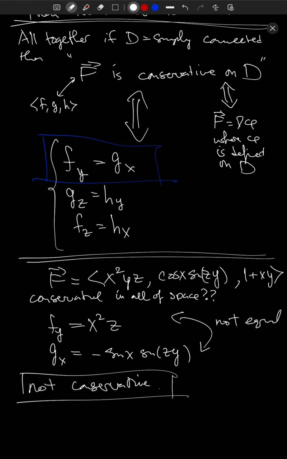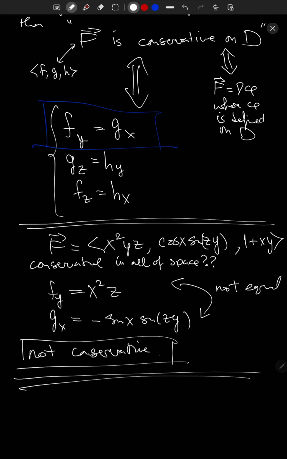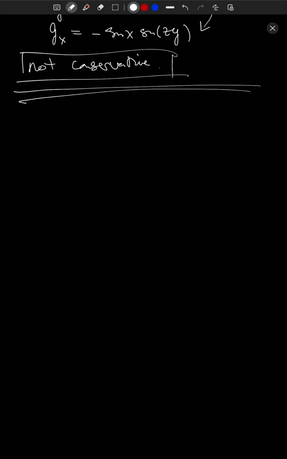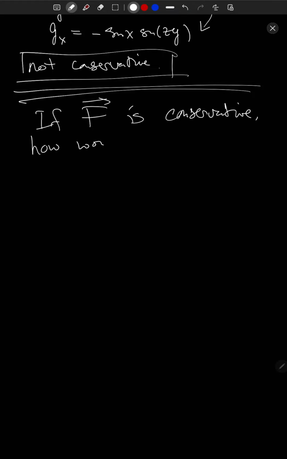The next question, of course, is if F is known to be conservative. So if we had checked f sub y equals g sub x, g sub z equals h sub y, and f sub z equals h sub x, and it works, and F turns out to be conservative, how do you actually find phi? How would you find the potential?